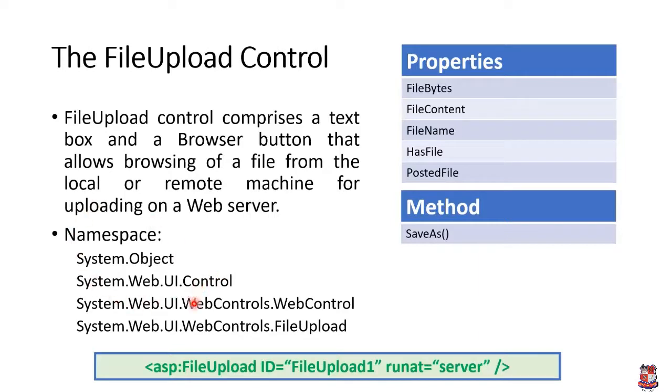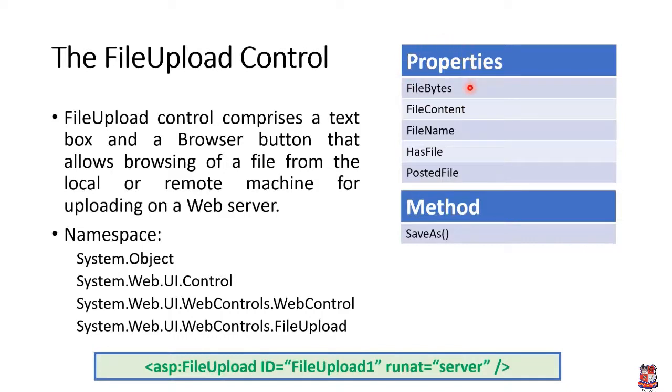The namespace hierarchy for the FileUpload control is System.Object, next is System.Web.UI.Control, next is System.Web.UI.WebControls.WebControl, and System.Web.UI.WebControls.FileUpload. Now we'll discuss different properties of FileUpload controls. Among that, first one is FileBytes.